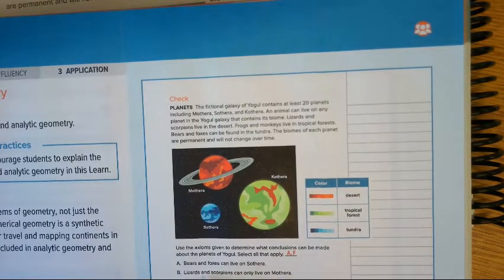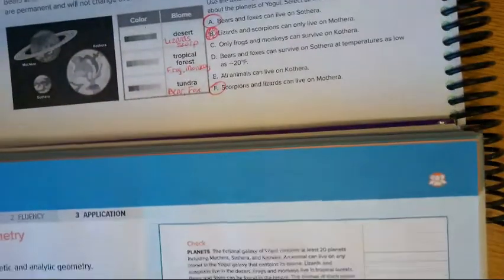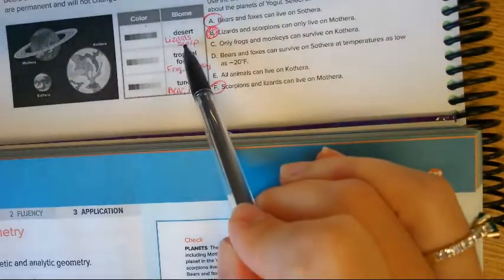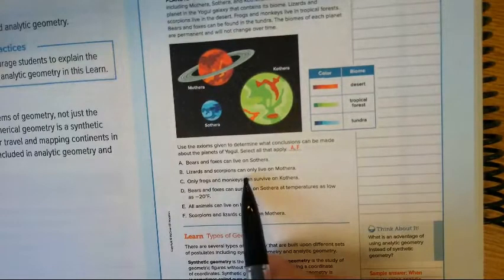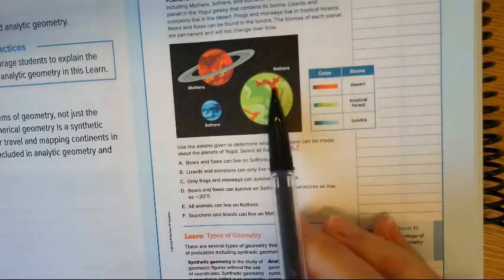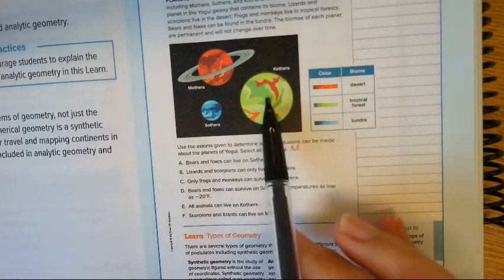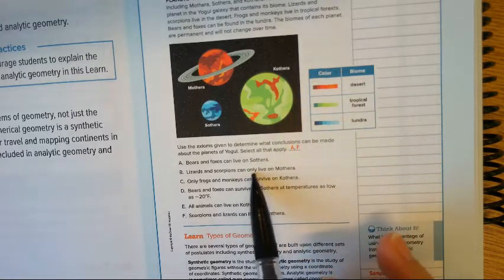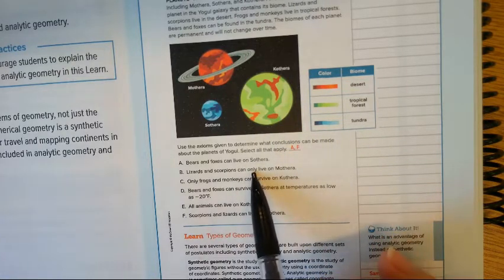So then we'd go to the next one. Lizards and scorpions can only live on Mothera. So we said those have to live in deserts. And that is true. They do have to live in the deserts. However, it says that it can only live on that planet. Well, I also see some reddish oranges over here on Cythera. So therefore, that statement is not true because it had that word only in there.